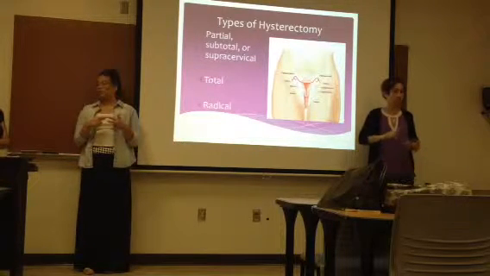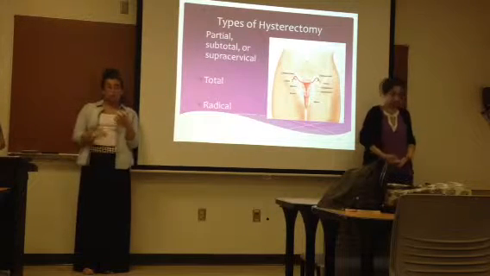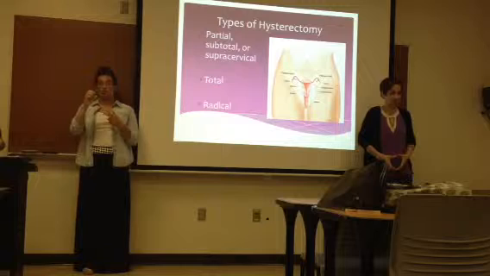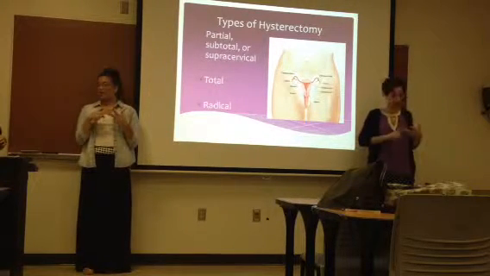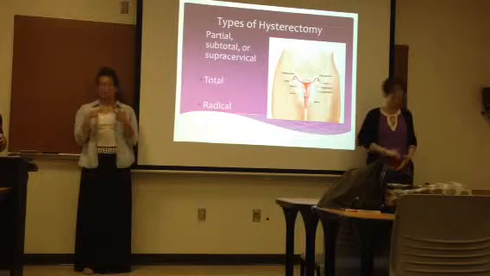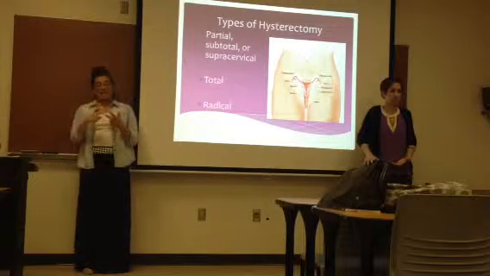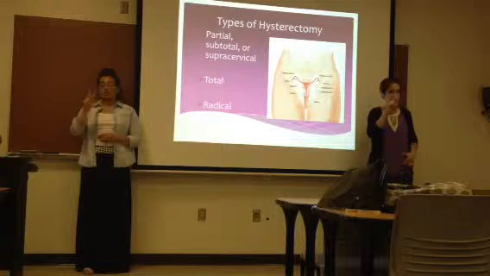And can you please explain what the total does again? Yes, the total removes the uterus and the cervix. And the radical, please. The radical removes the uterus along with the tissue around the cervix and the top of the vagina.